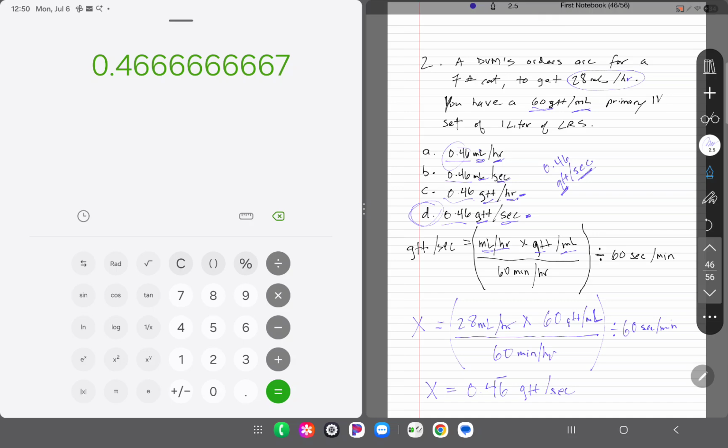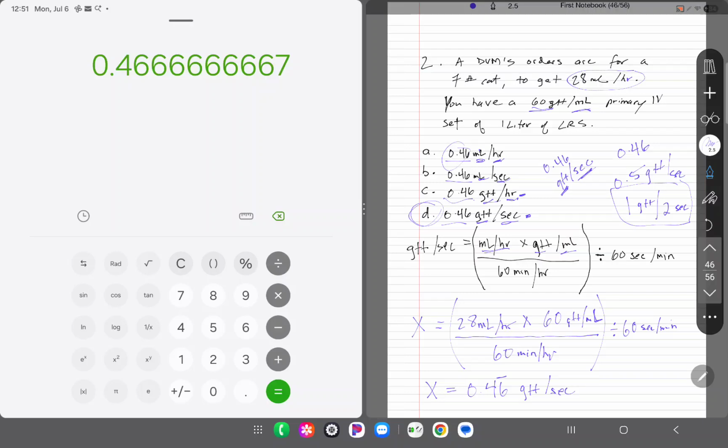Now, if you're smart, you're saying, why would we have 0.46? Wouldn't it make more sense to round up to 0.5? Right? A half a drop per second, which you really can't count, but could you count one drip in 2 seconds? Yes, you can. This is a much more accurate answer that I would do in clinic.